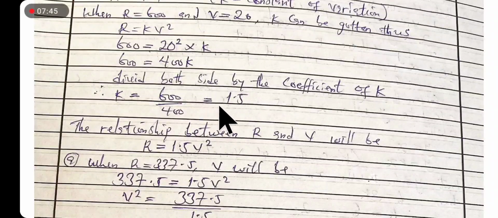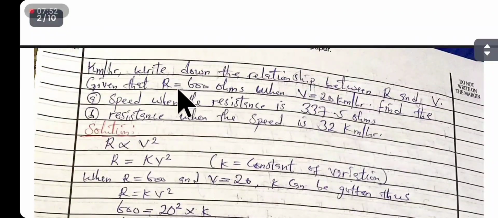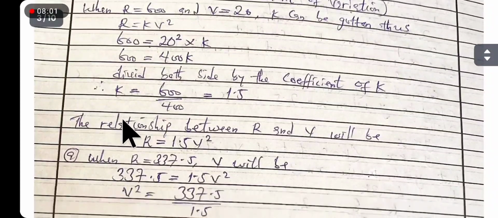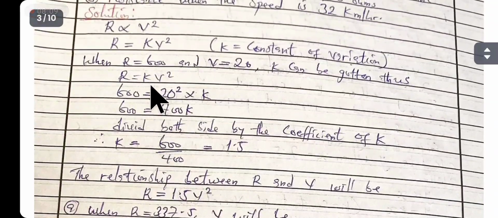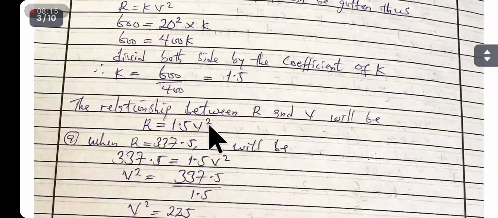All right. So now that we have it, the first thing they ask us is to write down the relationship between R and V. So the relationship between R and V is going to be R equals 1.5 V squared. This 1.5 represents the value of k. Remember, initially it is R equals k V squared, but we have found the value of k, which is a constant. So we input it into the formula to give us the relationship between R and V. Therefore, R is equal to 1.5 V squared.